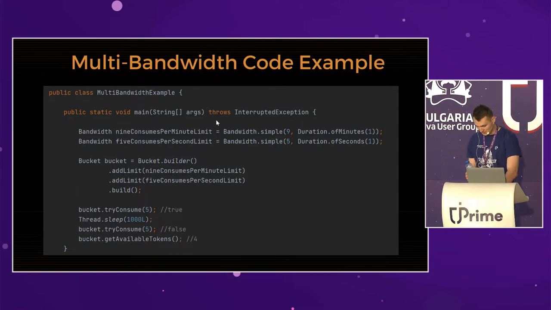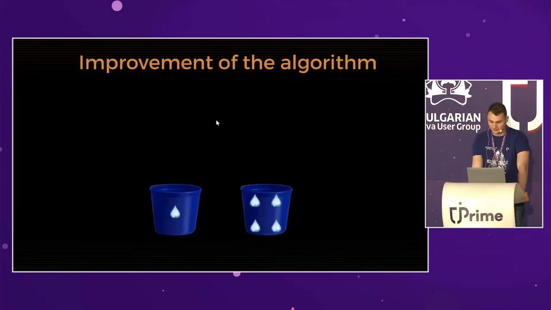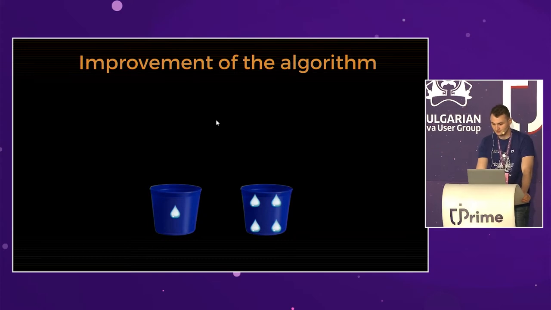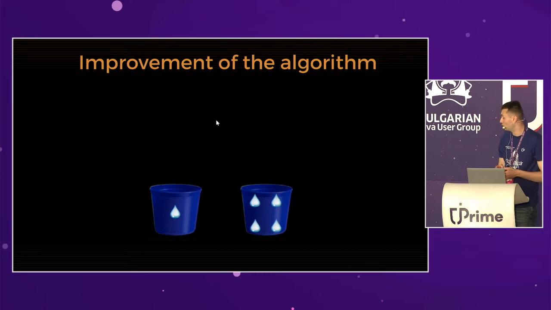But we have a little bit of modernization of the token bucket algorithm. The token bucket algorithm was first published in IEEE in 1919, but for more than 25 years nobody tried to modernize this algorithm. We in Bucket4j modernized this algorithm, made an improvement, and gave the opportunity to work with multiple bandwidths, and that's amazing.